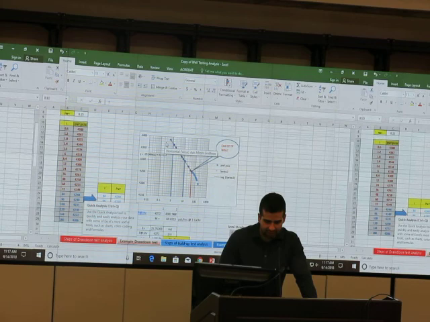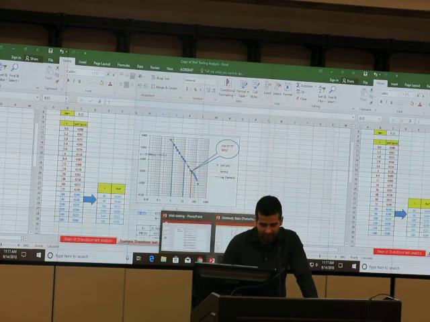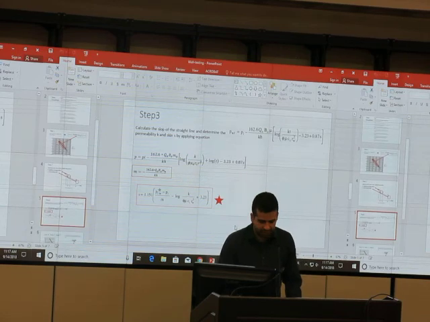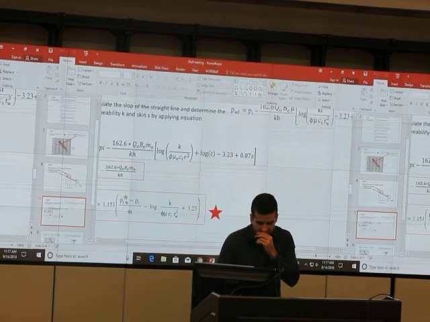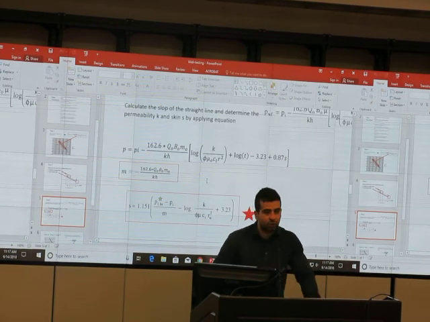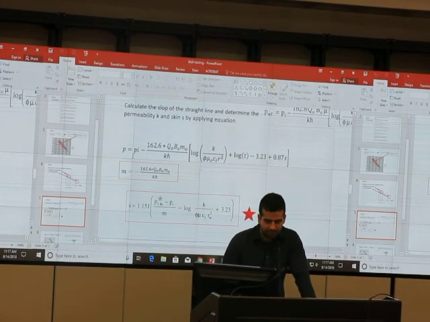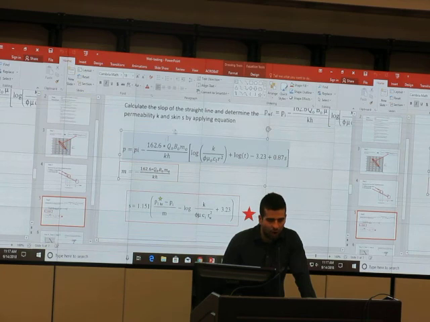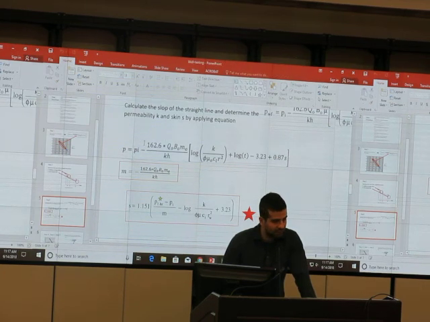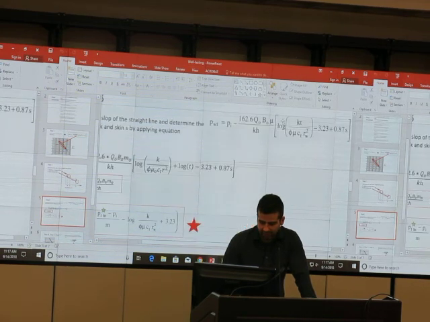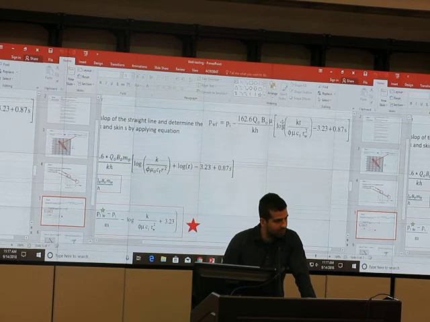Linear? Okay, so let me explain why. I just want to make sure that you guys know why. So the equation that originally I showed you is written over here. Then for r equal r_w, you're going to have this formula, right? So it was this one initially.